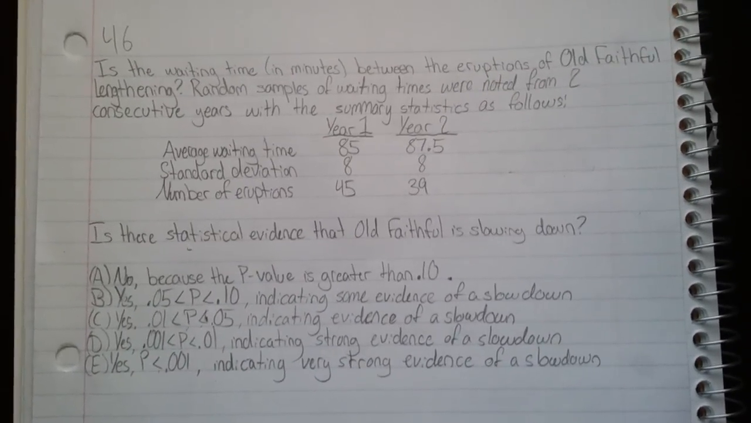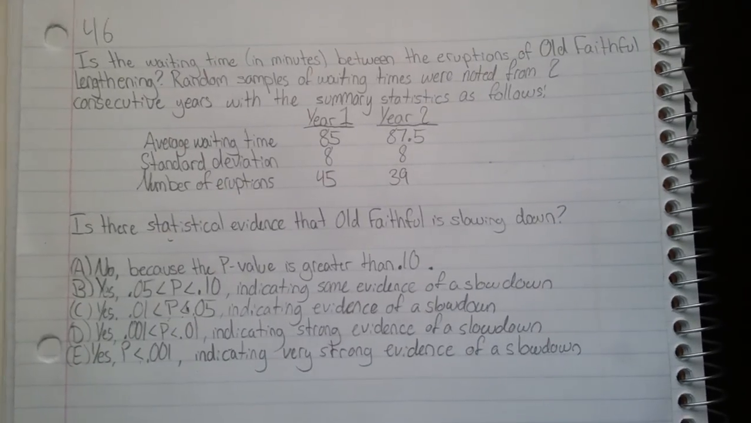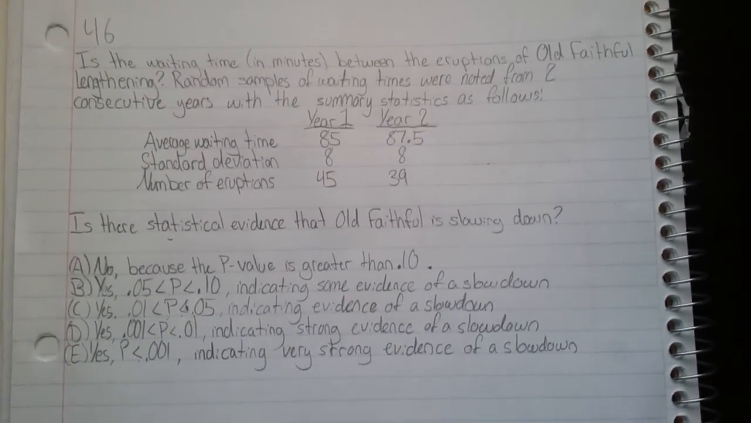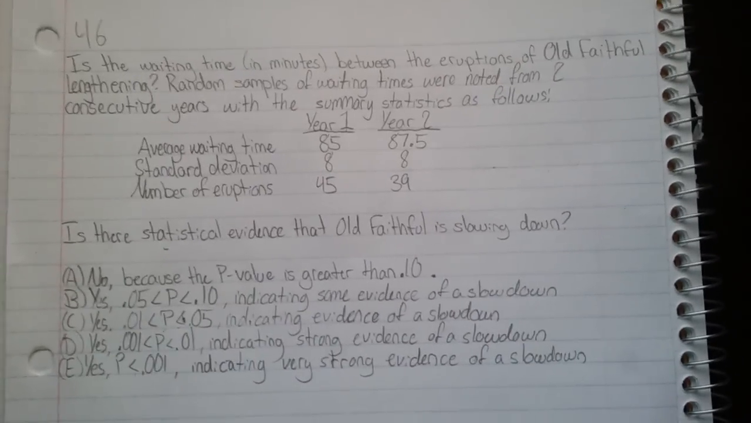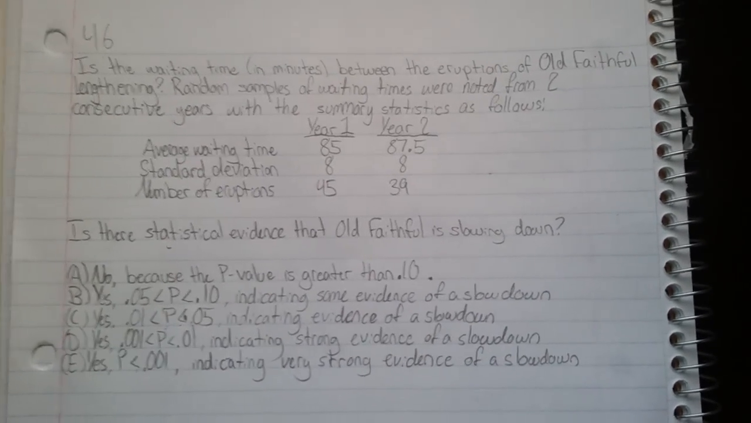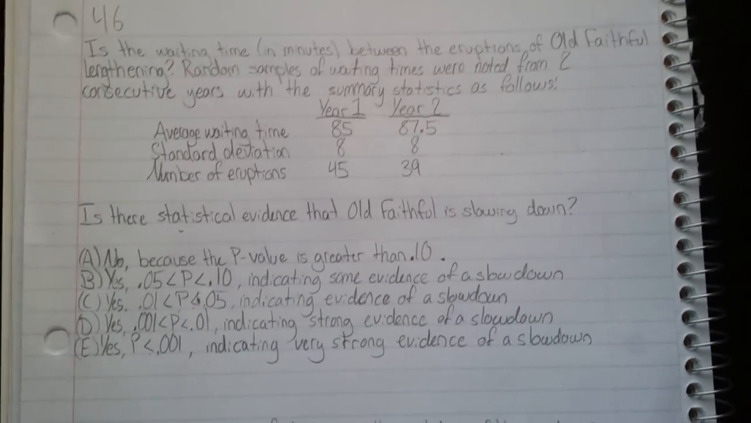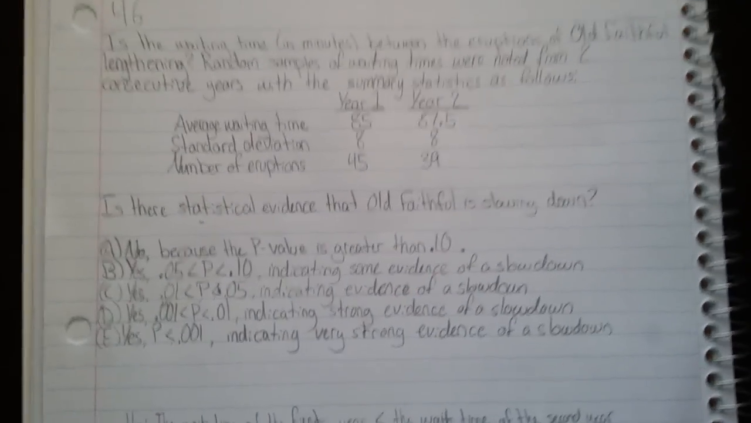And then year 2, the average waiting time was 87.5 minutes, the standard deviation was 8, the number of eruptions was 39, and it asks, is there statistical evidence that Old Faithful is slowing down? Now, this is going to be a test, and for a test, you gotta give an alternate and a null, or a null and an alternate, and so this is mine.